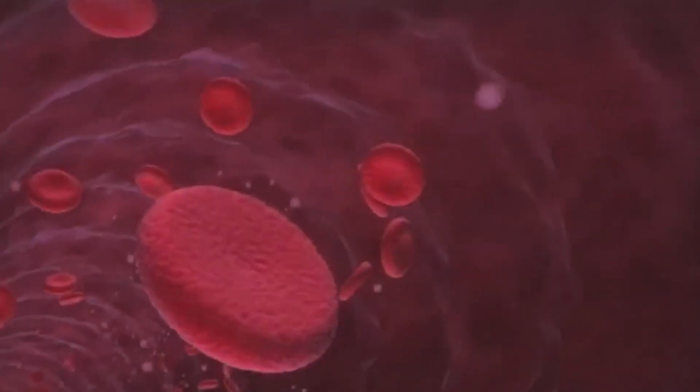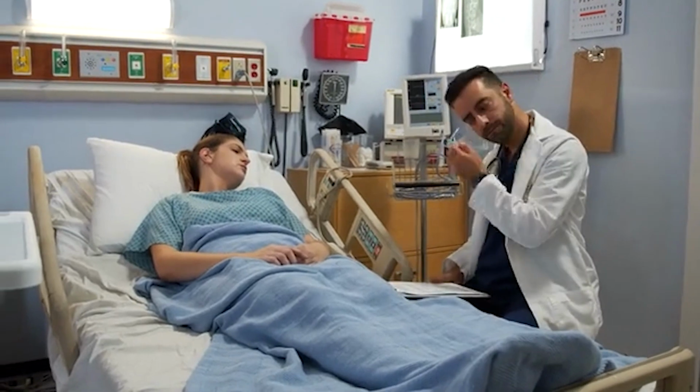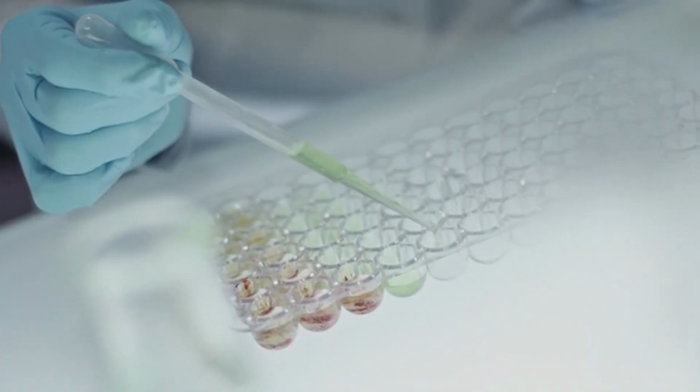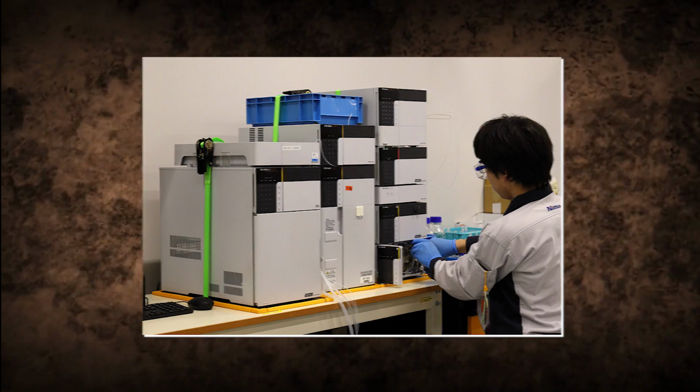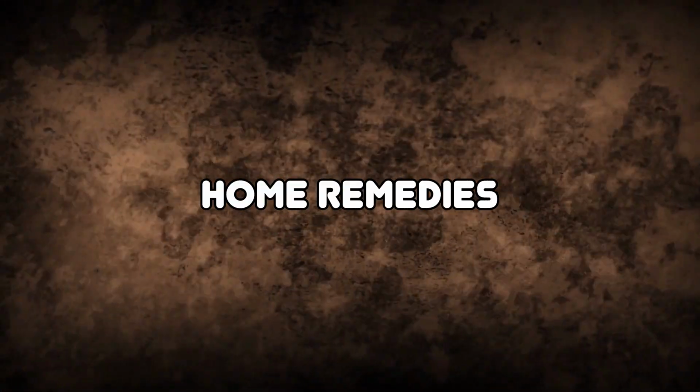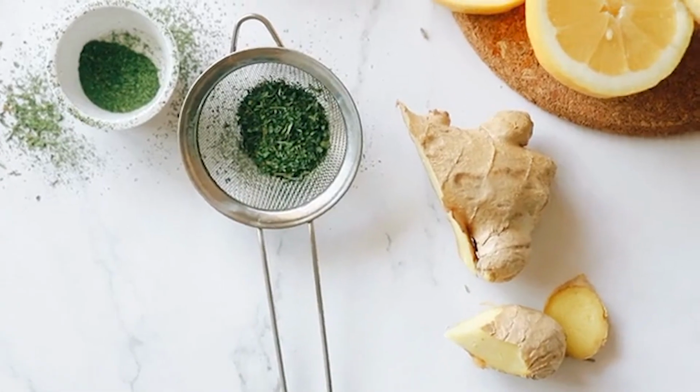Diagnosis. Diagnosing sickle cell anemia typically involves a combination of medical history, physical examination, and laboratory tests. The most popular methods for detecting this disease are the full count of blood cells, HB electrophoresis, and high-performance liquid chromatography, HPLC.